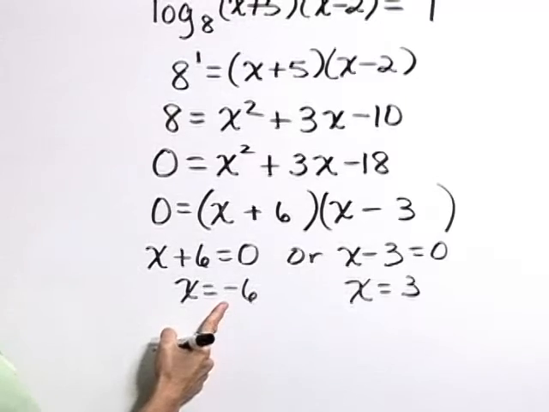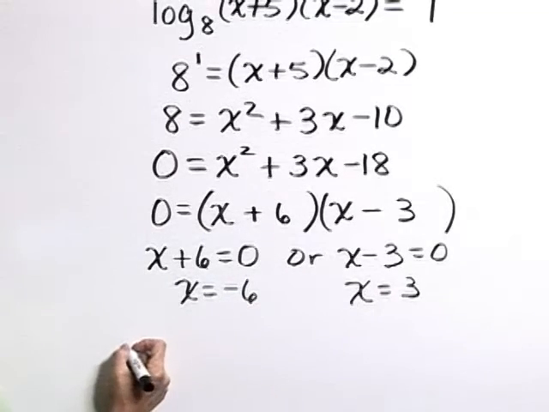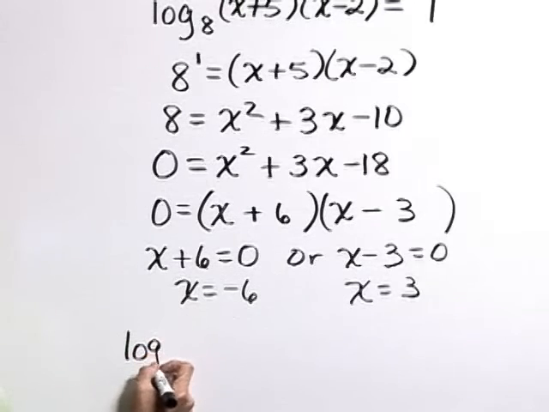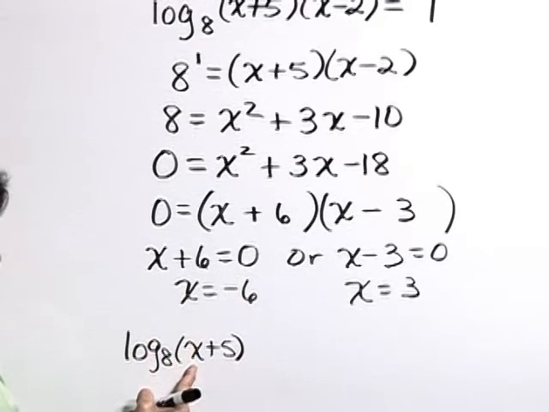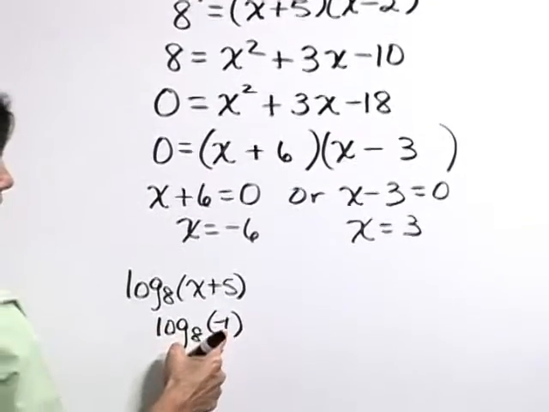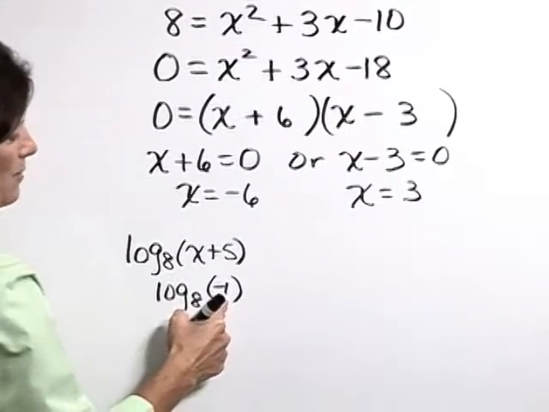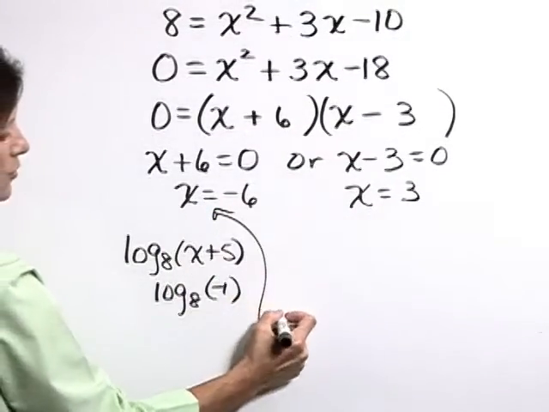Now let's take a look at this proposed solution, x equals negative 6. In our equation, notice our first term is log base 8 of (x + 5). If x is negative 6, then this gives us a term which is log base 8 of negative 1. That's outside the domain for a logarithm. We can't take the log of a negative number, so we're going to have to reject this proposed solution.